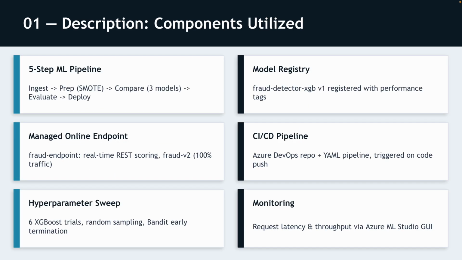So let me walk through the 6 key components that I built. First, a five-step ML pipeline: ingest, prepare with SMOTE, compare 3 models, evaluate models, and deploy. Second, the Azure ML model registry, where I register the best model. Third, a managed online endpoint called fraud-endpoint for real-time risk scoring. Fourth, a CI/CD pipeline using Azure DevOps. Fifth, an automated hyperparameter sweep job across 6 search pool configurations. And 6, endpoint monitoring through the Azure ML Studio GUI.